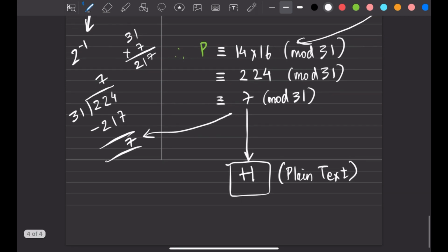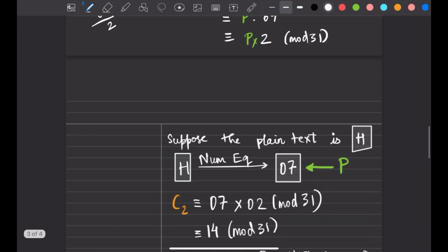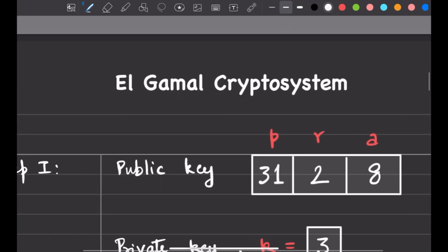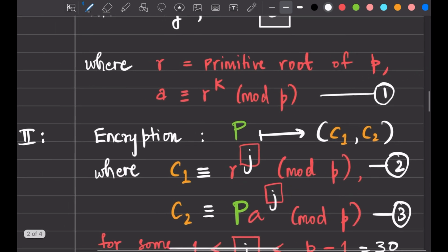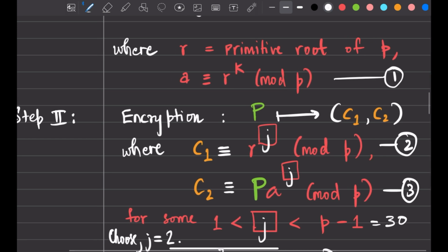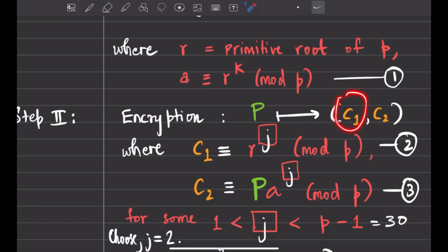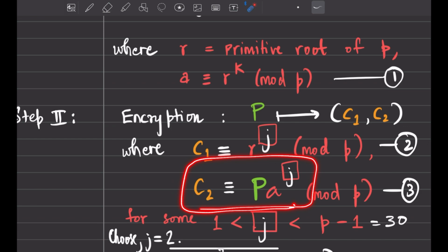Remember, we are using an asymmetric key crypto system where the public key is a combination of 3 numbers: a prime number, a primitive root of that prime number, and some power of that primitive root. The power is only known to the receiver, which is the private key. For the encryption process, you have to remember these steps. The plain text is converted into an ordered pair of ciphertexts where the first, C1, is the primitive root R raised to some random number, and C2 is the plain text times A raised to the same random number.